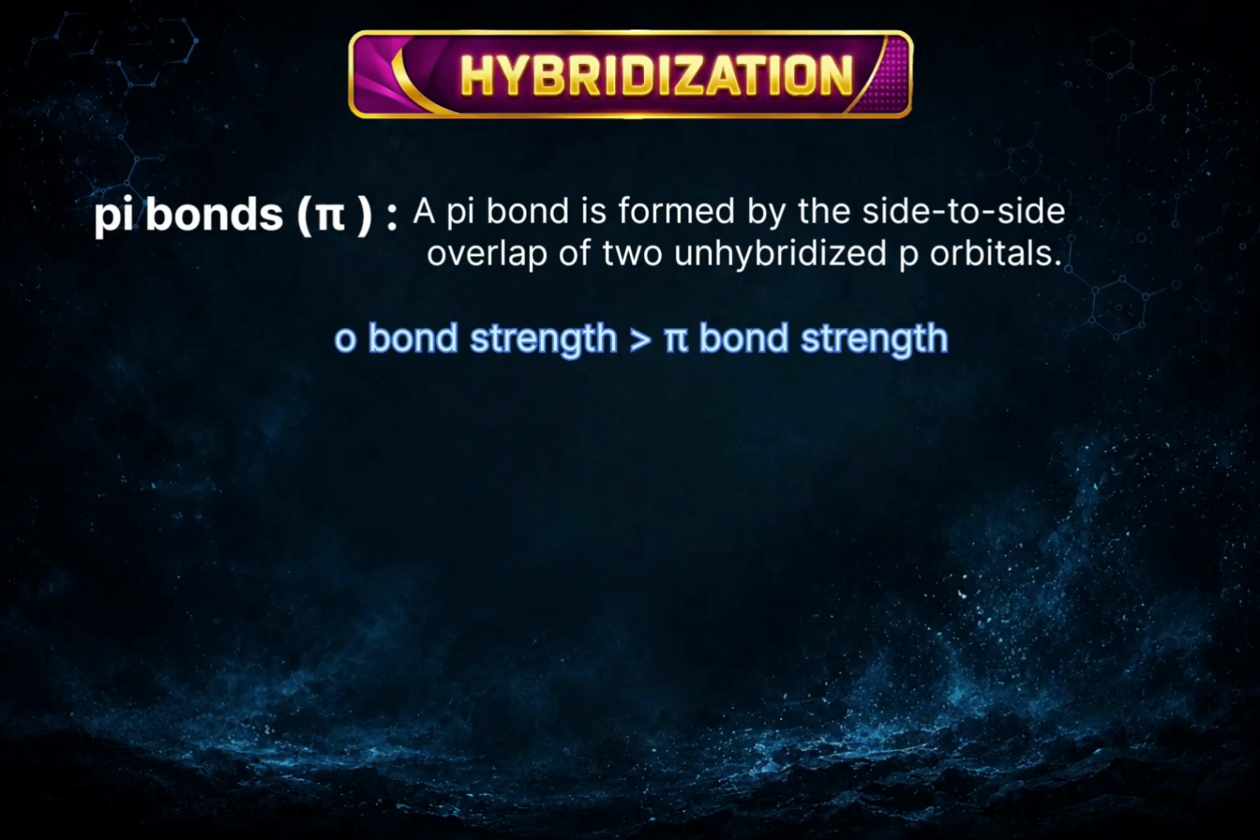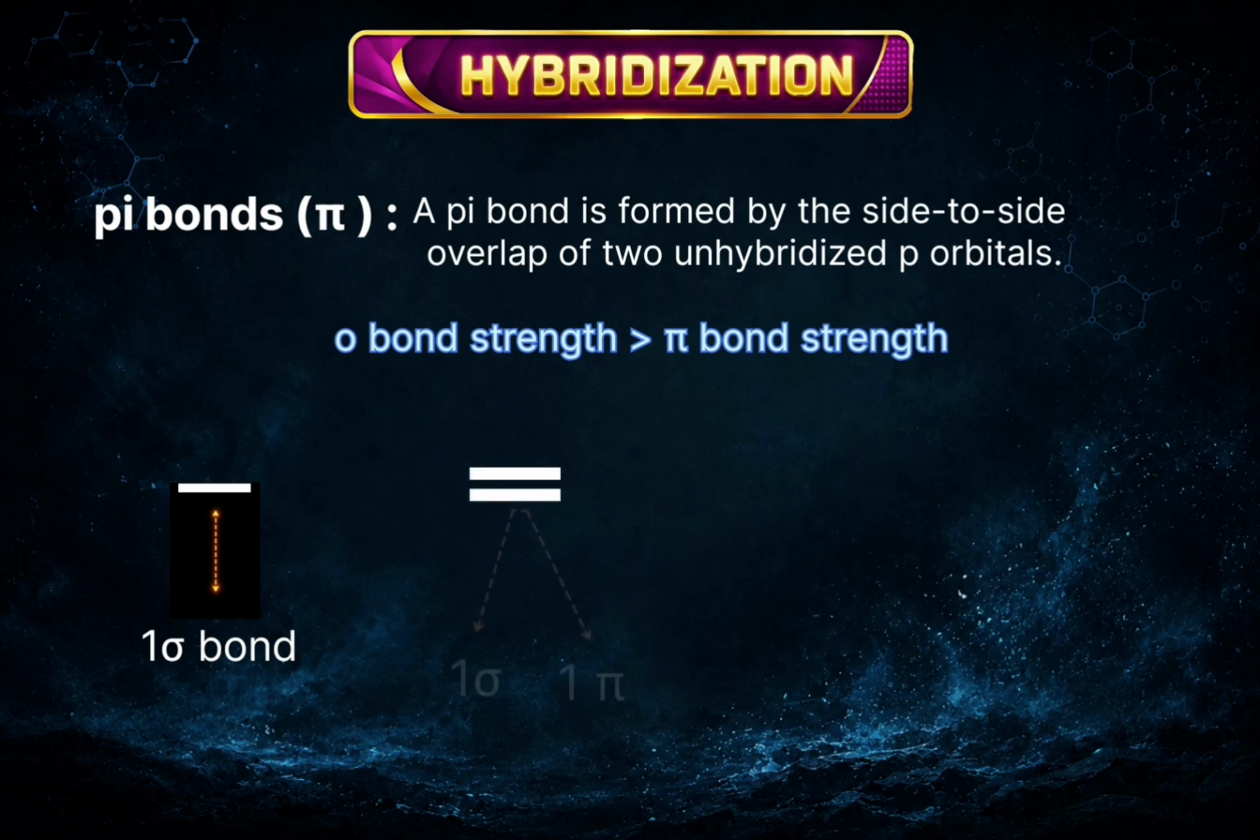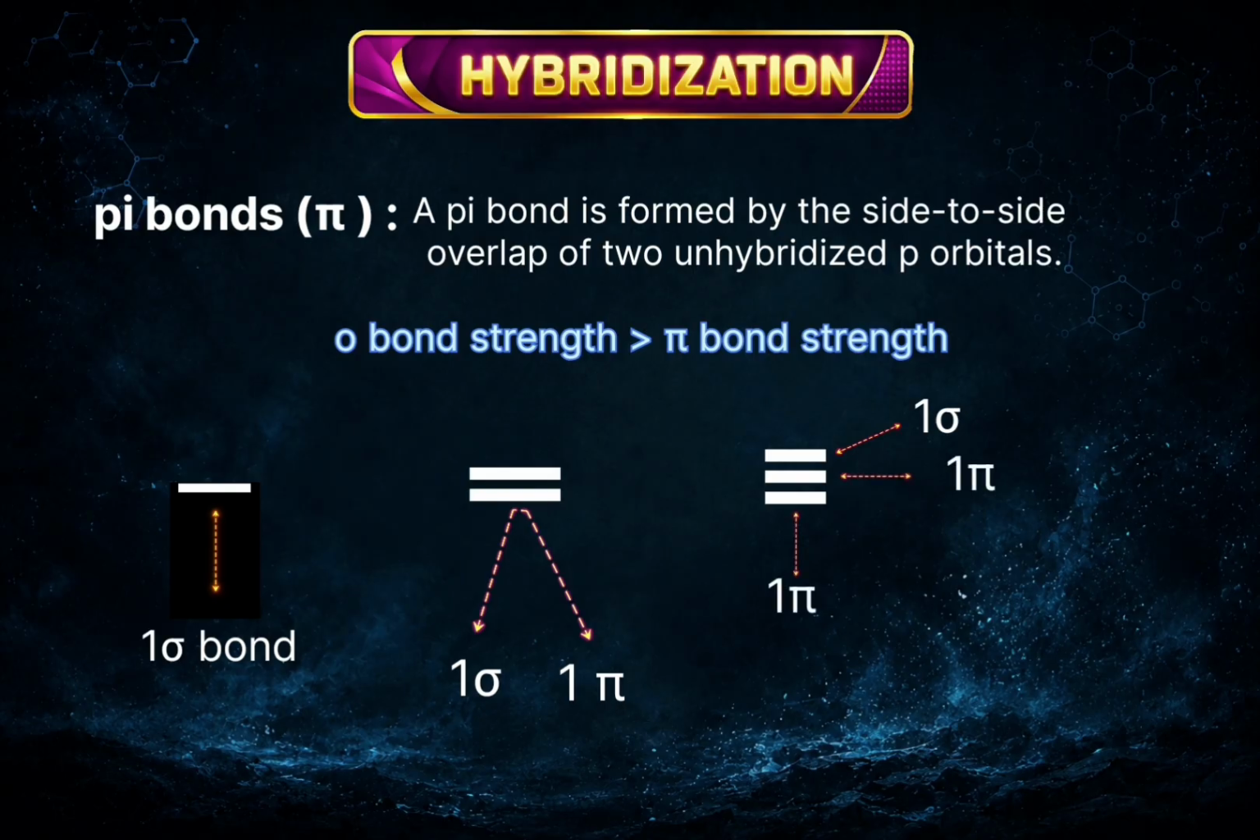Now let's put everything together. A single bond contains one sigma bond. A double bond contains one sigma bond and one pi bond. The first bond is always the sigma bond. The second bond is the pi bond. A triple bond contains one sigma bond and two pi bonds. Again, the first bond is always sigma. Every additional bond is a pi bond.